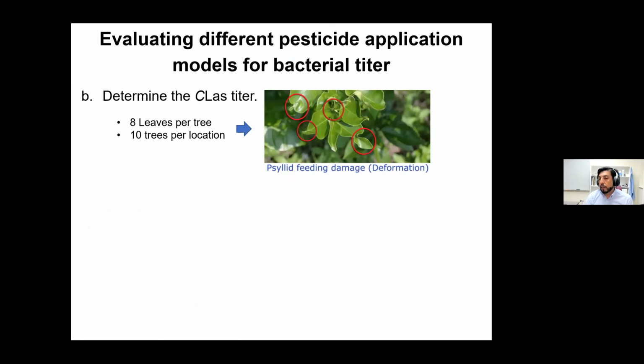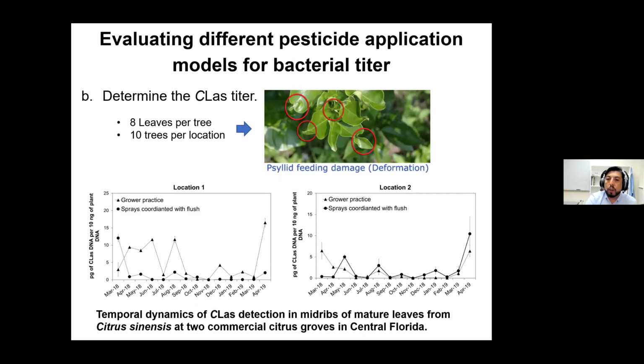Then on these trees, we determined the titer of Psilas. We used 8 leaves per tree, 10 trees per location. This is an example of how the plants look when they are feeding. To determine the Psilas titer, I chose those specific leaves, cleaned them, and removed the central vein to analyze the Psilas titer in them. So this is the result.